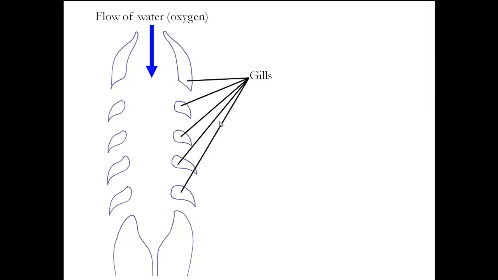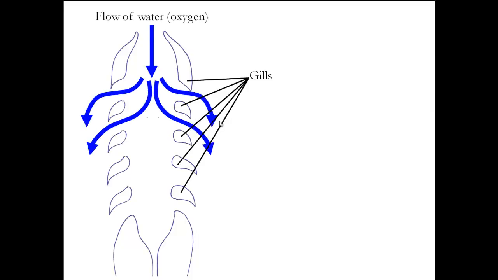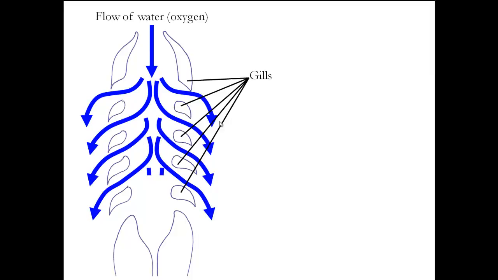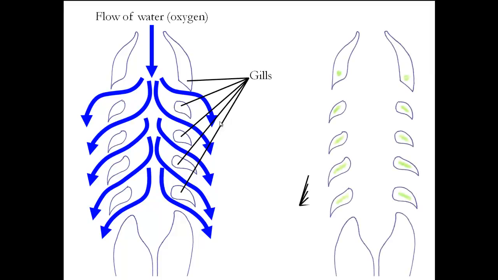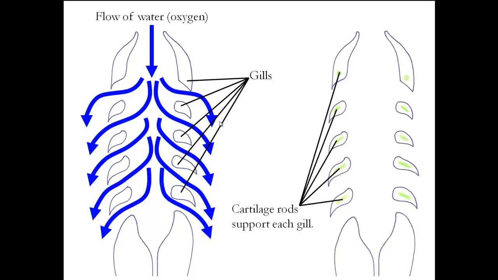So as water flows through, it passes each gill through the slits and gets exposed to the capillaries that are therein and allows gas exchange to happen. Now, for the gills to do their job, they have to be relatively stable, relatively stiff, so there are cartilage rods supporting each gill. No big deal there.